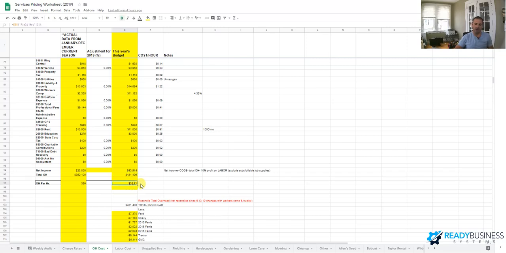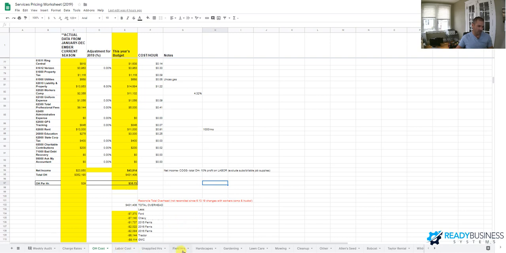Obviously, the more hours you can bill, the lower this rate goes down. But in order to recover our overhead in this model, we want to charge $35 for every hour we work, plus the cost of the labor, in order to make sure that we break even on all of our costs, including our cash flow items for the year.